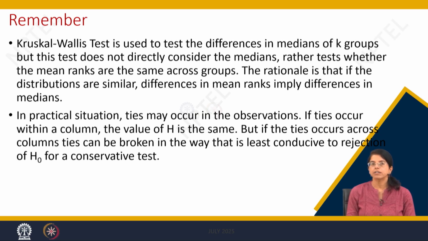If ties occur within a column, that means within the same group, the value of H remains the same, but if the ties occur across the columns, then you have to break the tie in the way that is least conducive to rejection of H naught, for a conservative test.